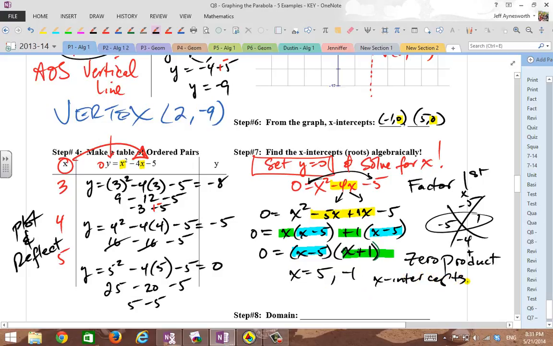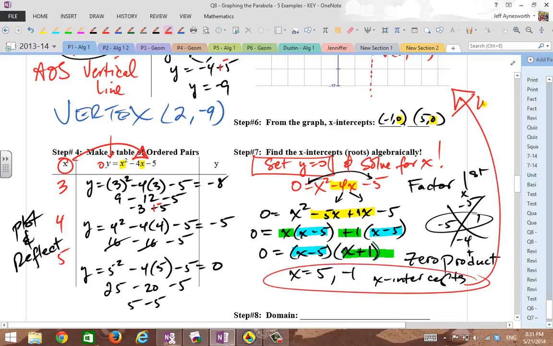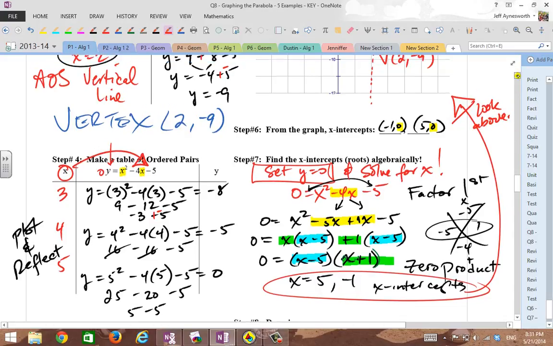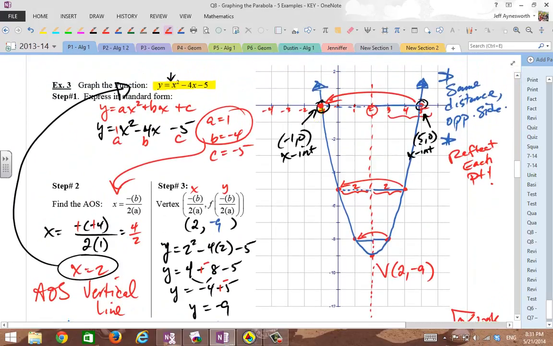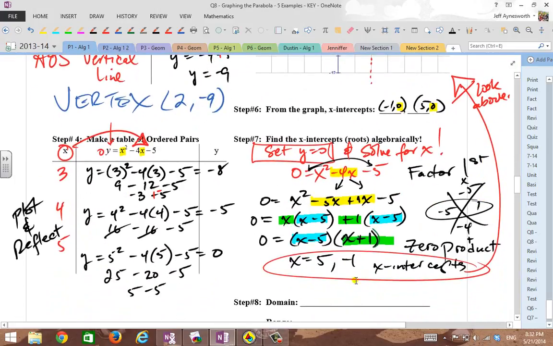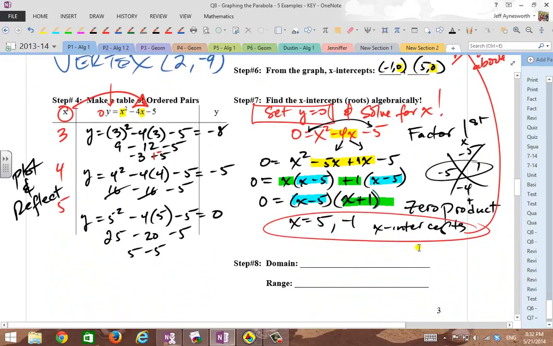And guess what? This makes sense because if you look above, you'll see that those x-intercepts are right here, -1 and +5. Look at that, -1 and +5. There they are. So you can see it graphically pretty easily, but you can also get them algebraically without the graph. Make sure you're able to do that.